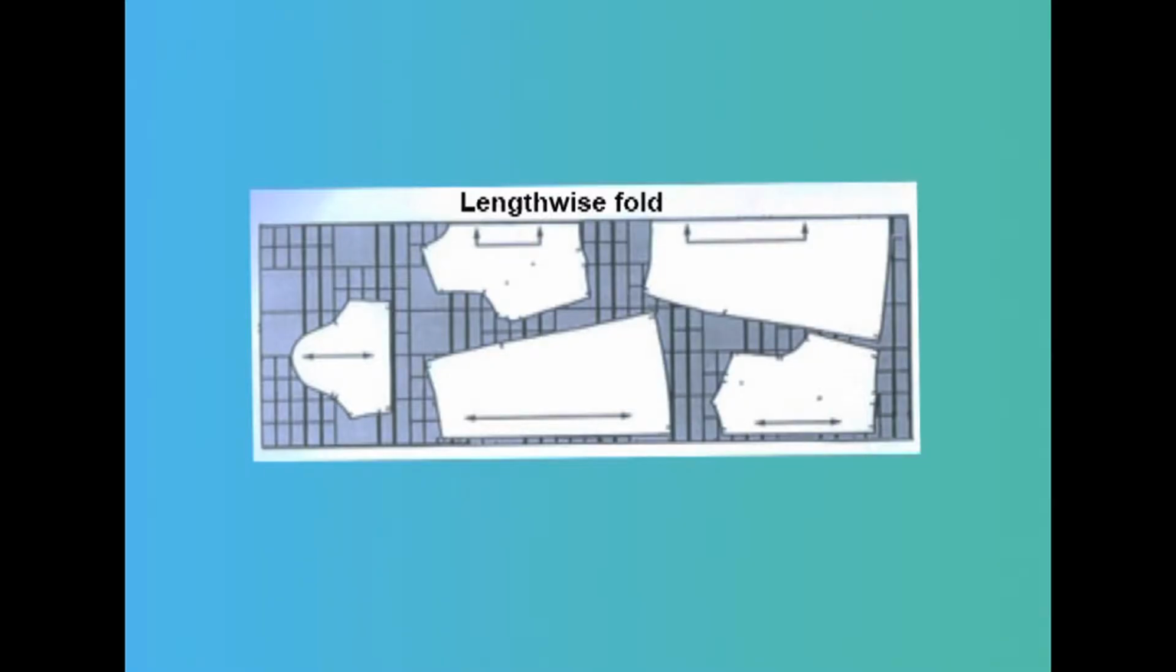Pattern pieces are laid out in one direction. This type of plaid is folded lengthwise or cut on the crosswise and refolded with the right sides together. An uneven plaid is uneven both horizontally and vertically. The easiest way to lay out a pattern is on a single thickness of the fabric.